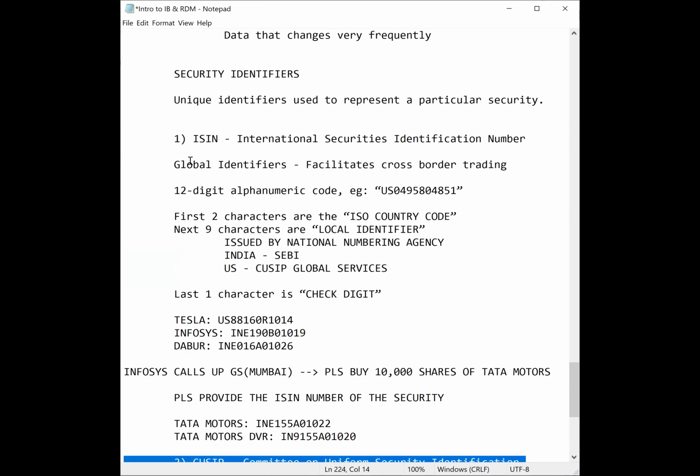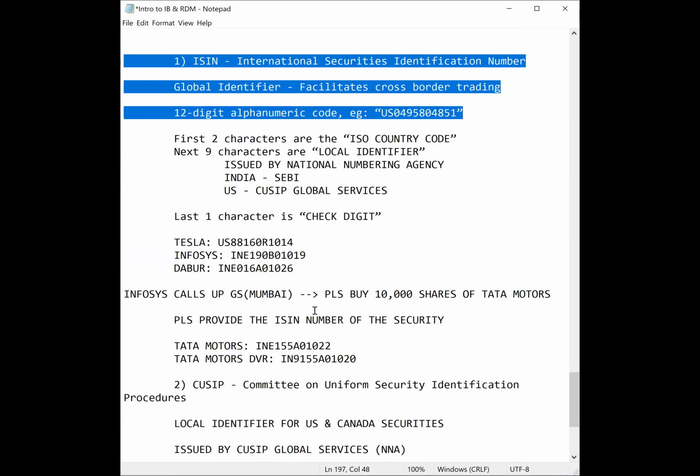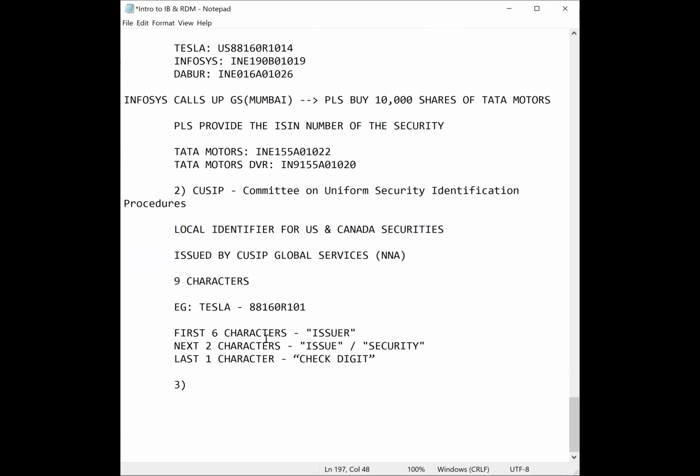Similarly, in case of ISIN, if you know this much, then it's fine. Are we clear, guys? Okay. Yes, sir.